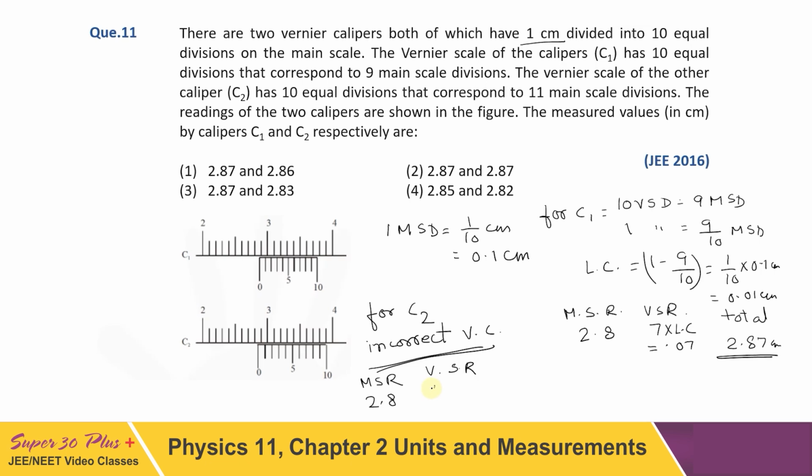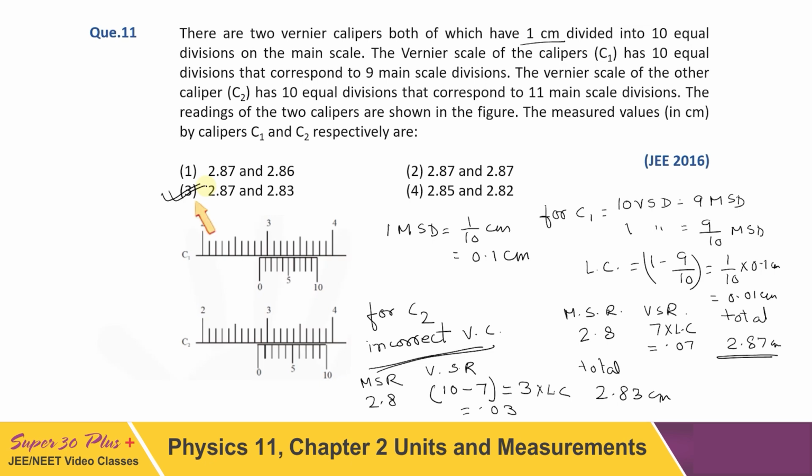For the vernier scale reading, total 10 divisions are there on the vernier scale, in which the division exactly coinciding is the 7th. So 7 has to be subtracted from the total divisions on the vernier scale. This comes out as 3 into least count. The value would be 0.03. If you add these two values, the result will come out as 2.83 centimeter. Now check the options, which option is correct. This is option number 3.